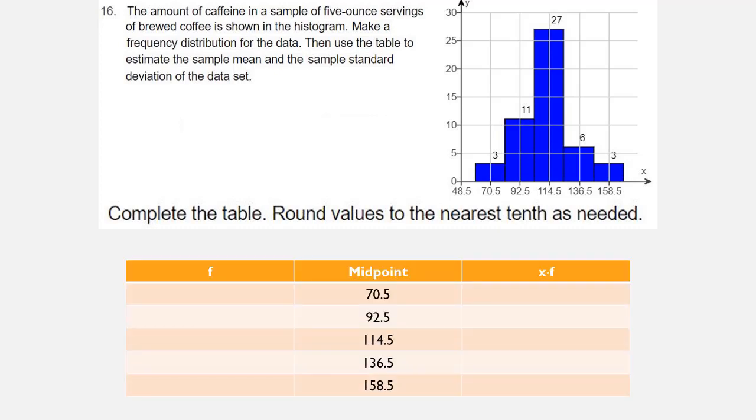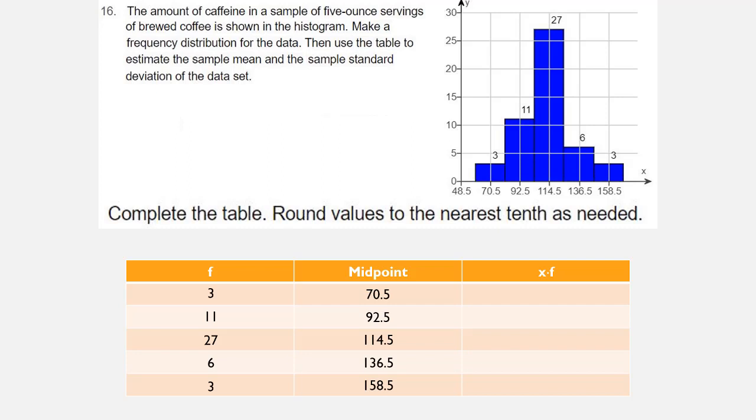So we're given a table that lists the midpoints, and we're supposed to fill in the frequency, and then x times the frequency, where x are our midpoints. So the frequencies are given to us in the histogram. They're at the top of each bar. So the frequencies are 3, 11, 27, 6, and 3. Then we multiply each of the midpoints times those frequencies.